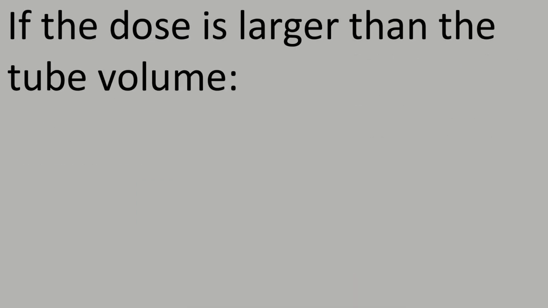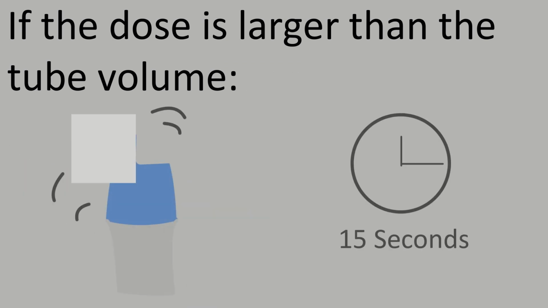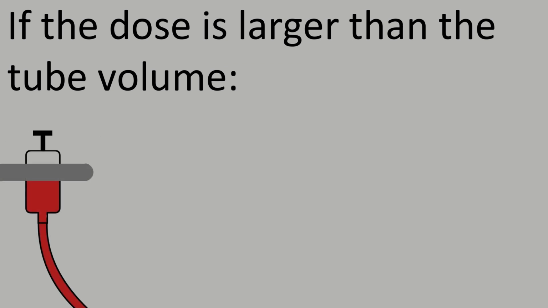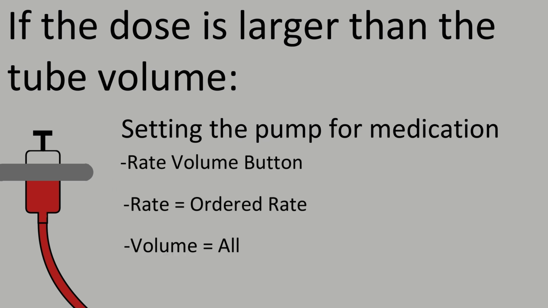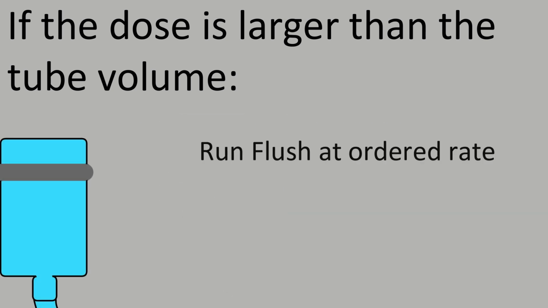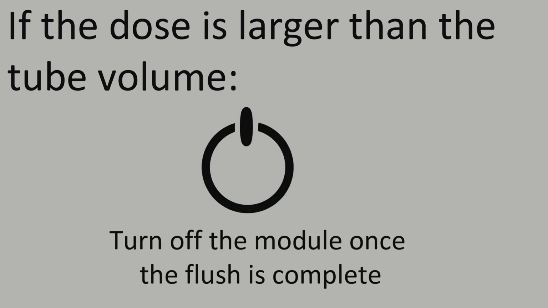If the dose is larger than the tubing, wash hands, don gloves, clean the hub for 15 seconds, and slow push 1.5 mLs of medication. Place the syringe on the pump and program it for the medication using rate volume. The rate is the ordered rate, the volume is all. When the syringe is empty, clean the hub, attach the flush, run the flush at the ordered rate. The volume will be 1.5 mLs. When the flush is complete, turn off the module.